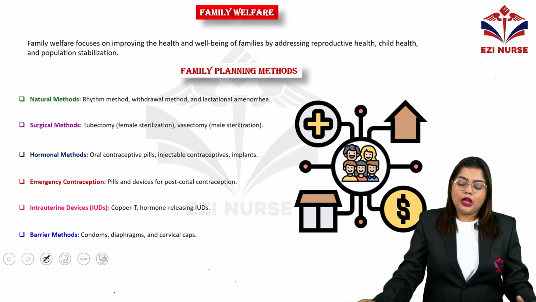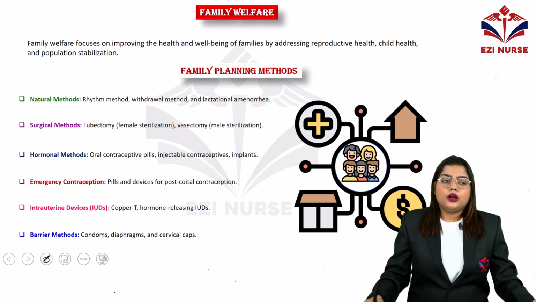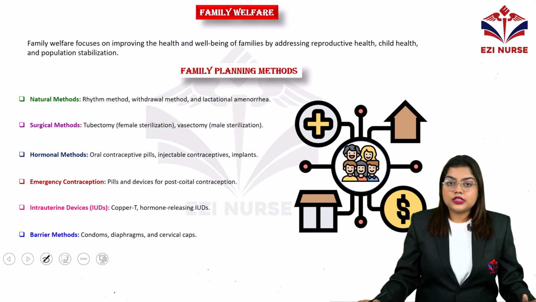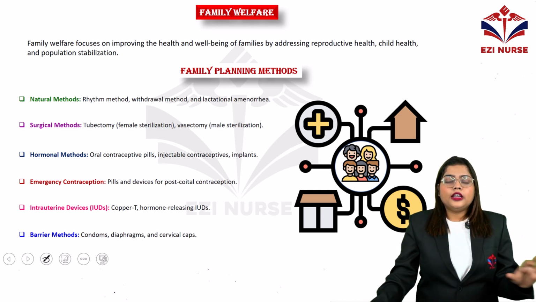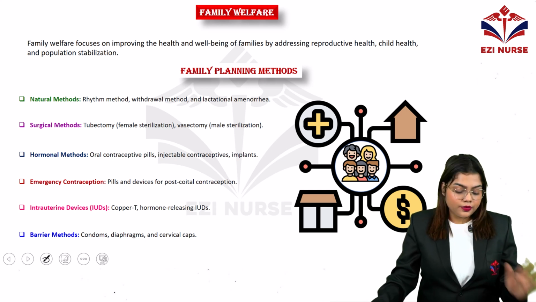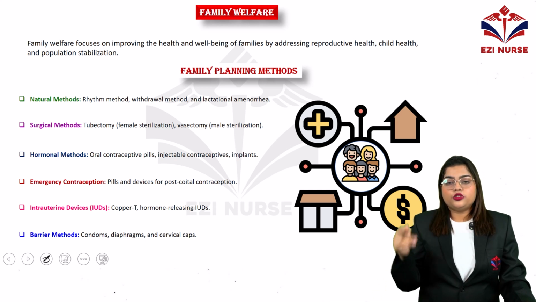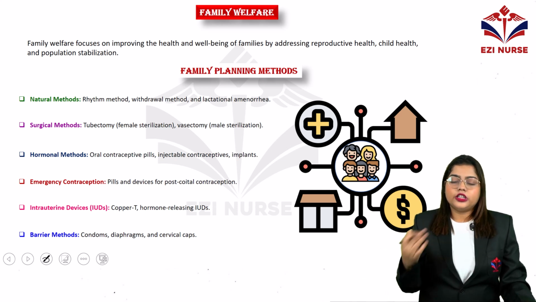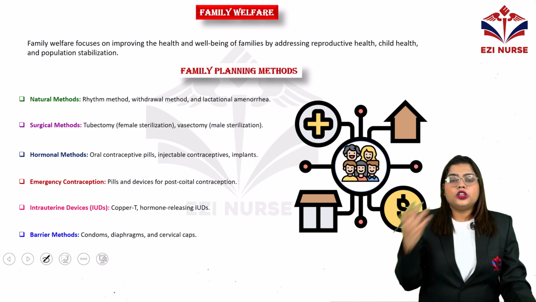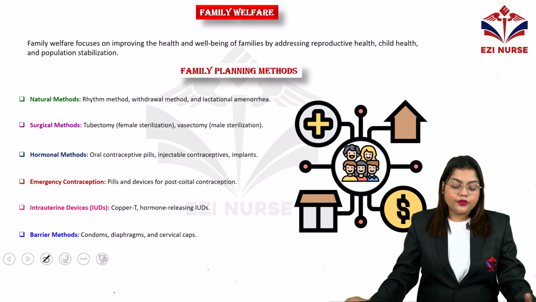So there are a lot of methods by which people can do family planning. First is the natural method. Mainly in family planning, what we are doing is controlling the population. In the natural method, first the rhythm method, which means assessing the menstrual or ovulating period by calculating the days, so there will be a particular rhythmic sexual intercourse. Then we have the withdrawal method and lactational amenorrhea.